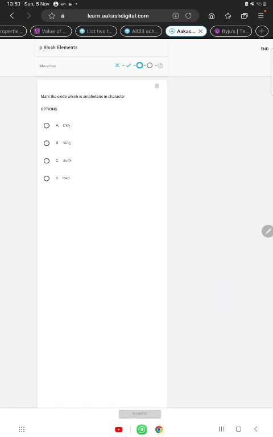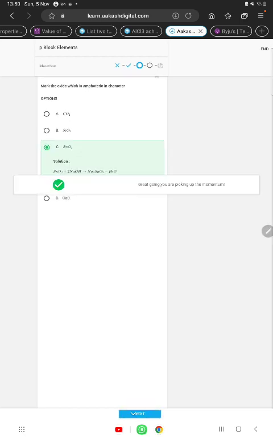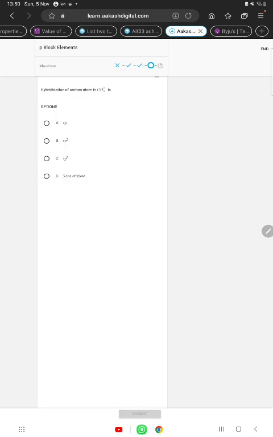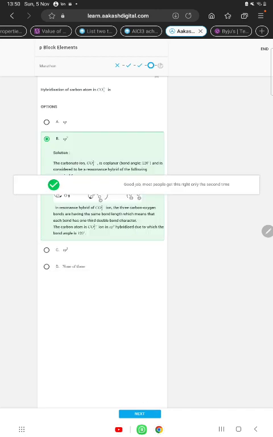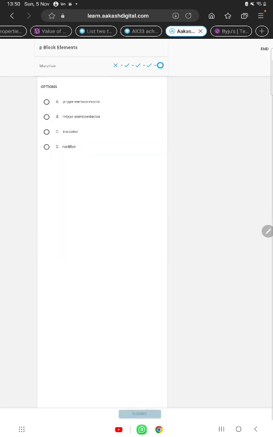Which oxide is amphoteric in character? CO2 is acidic, SiO2 acidic, CaO basic, so SnO2 can be amphoteric. See, SnO2 reacts with NaOH to give Na2SnO3, and SnO2 reacts with HCl. So this is the correct hybridization of the carbonate, sp2, very easy. It is the carbonate and is sp2 hybridized.